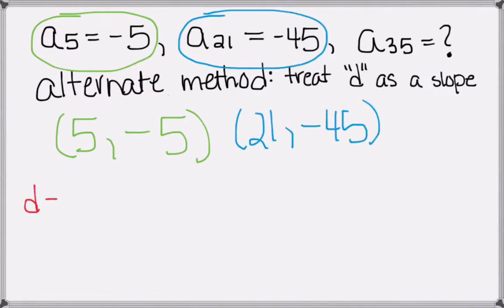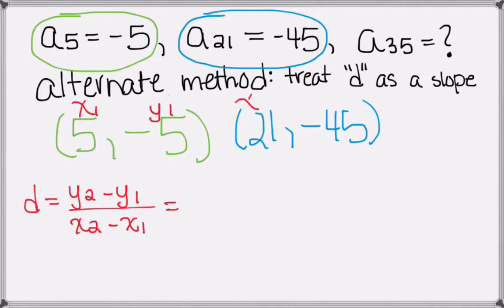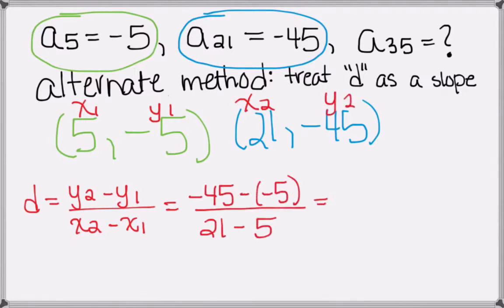And then to find d, you could use the slope formula, y2 minus y1 over x2 minus x1. And I'm going to label the first ordered pair as x1, y1, and the second ordered pair as x2, y2. Once I plug in all the numbers and simplify, I end up with negative 5 over 2, which is the same answer we got using the previous method. Let's look at another example.